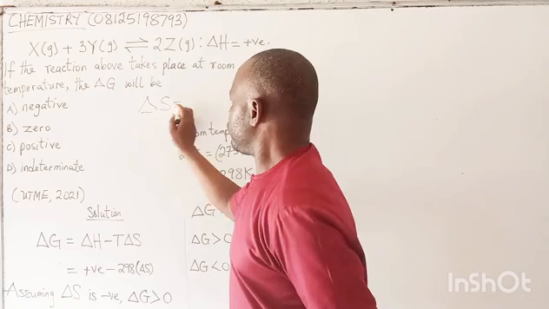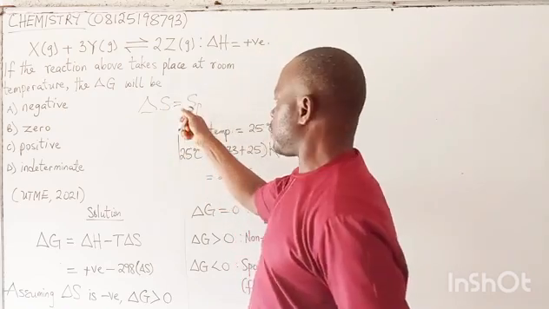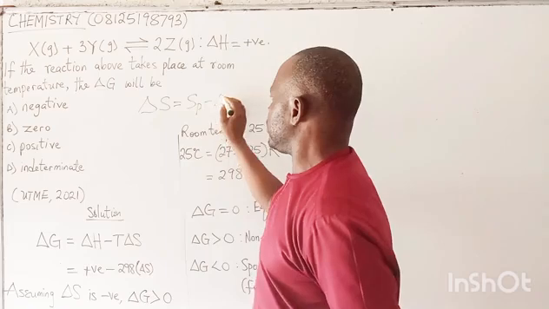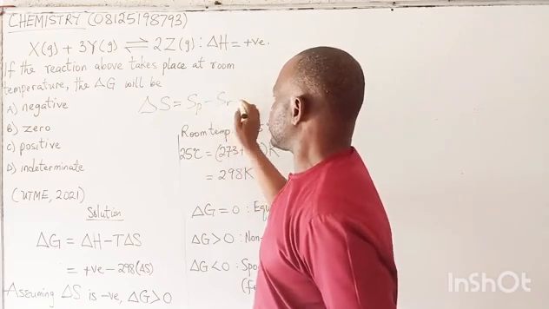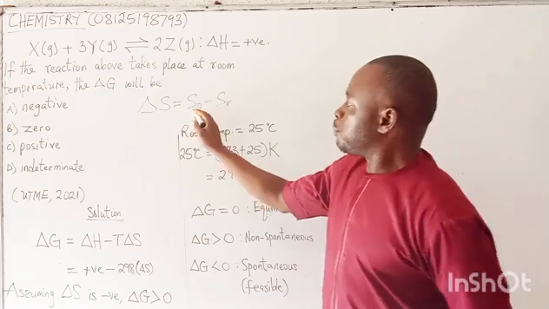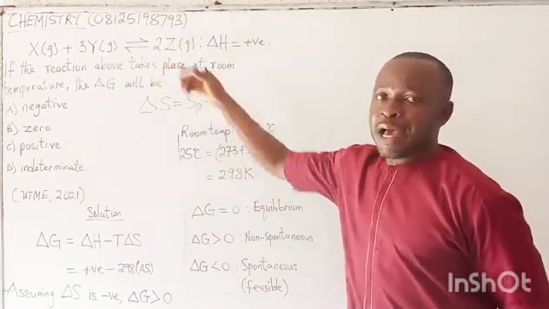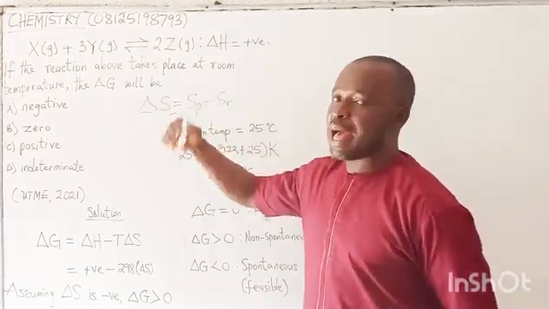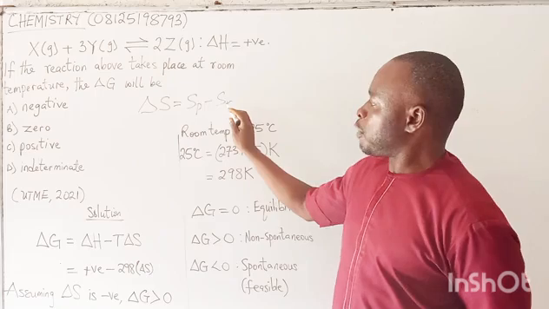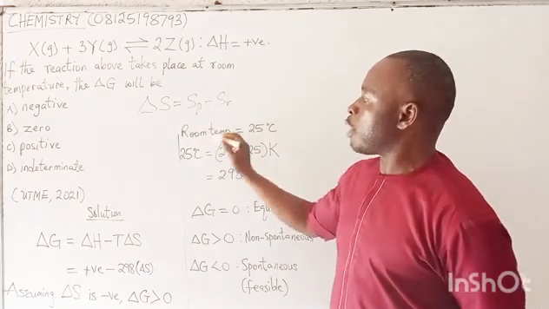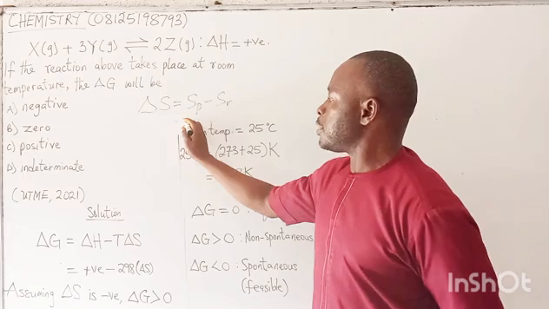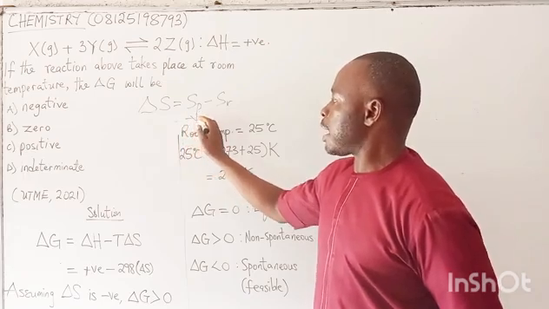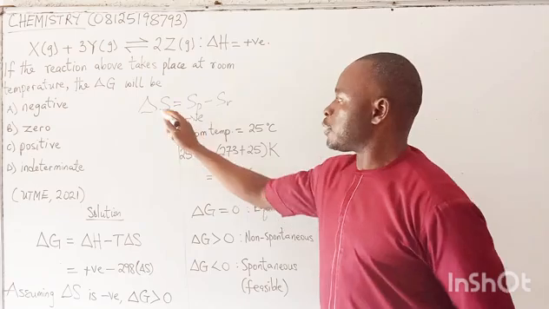If the degree of randomness will drop, it means delta S, which is equal to the entropy of product minus the entropy of reactant, is affected. The entropy of the product has dropped. It's going to be small. The entropy of the reactant will be higher. When you take away the entropy of the reactant from the entropy of the product, you are going to get a negative value. So delta S here is expected to be negative.